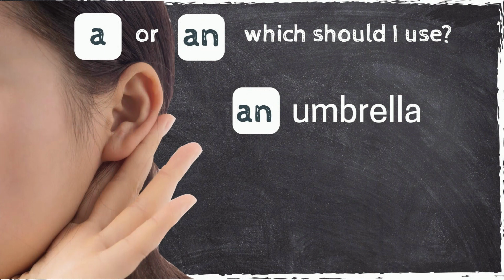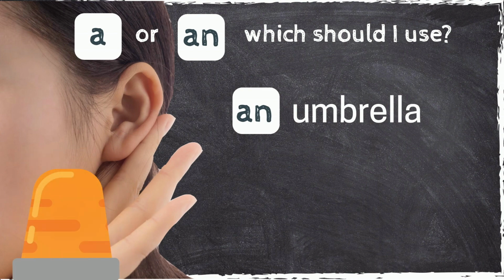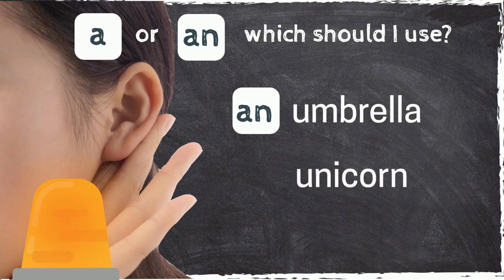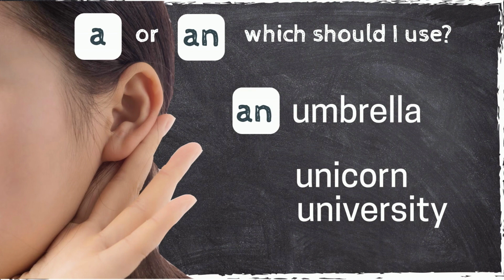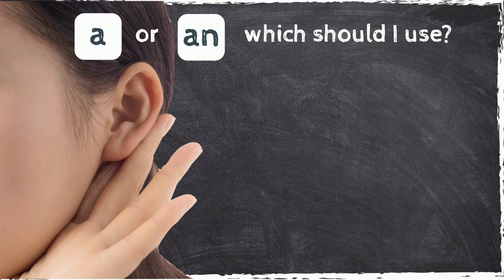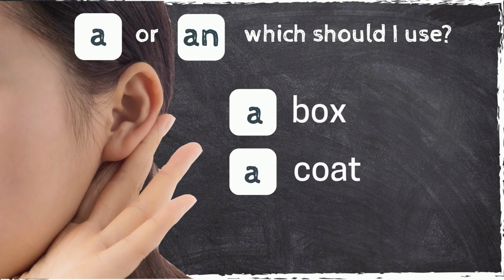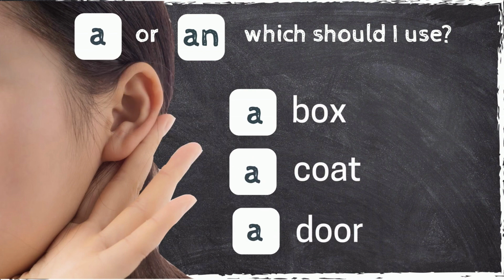And this is where we need to be careful. Just because it begins with a U letter doesn't automatically mean that you should use an. For example, unicorn and university both need to begin with the indefinite article a. Words that don't begin with vowel sounds all begin with a. So we would write a box, a coat, a door, and so on.